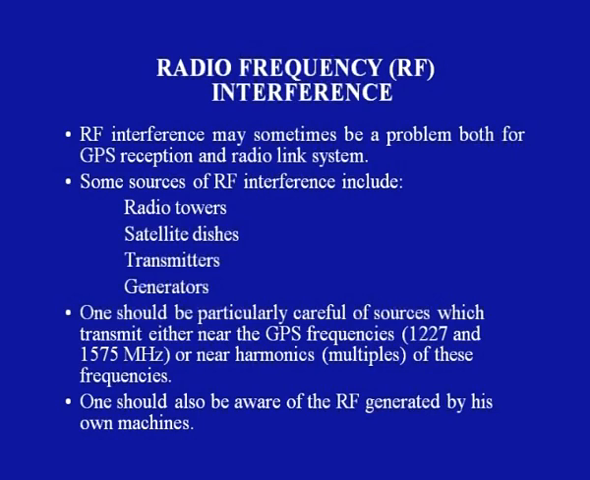The next error is radio frequency interference, or in short known as RF interference. RF interference may sometimes be a problem both for GPS reception and radio link systems. Some sources of RF interference include radio towers, satellite dishes, transmitters, generators. One should be particularly careful of the sources which transmit either at or near the GPS frequencies of 1227 and 1575 megahertz, or near harmonics, that is, the multiples of these frequencies. One should also be aware of the RF generated by his own machines.